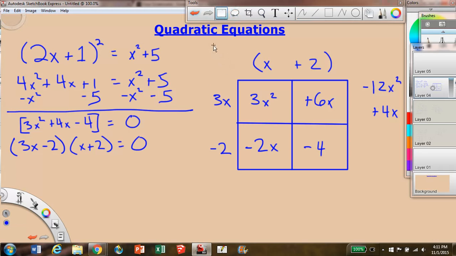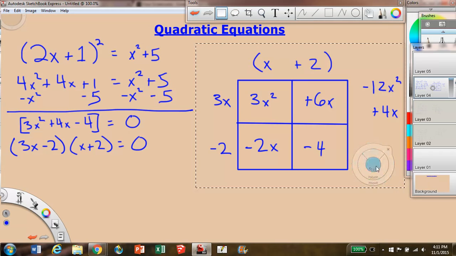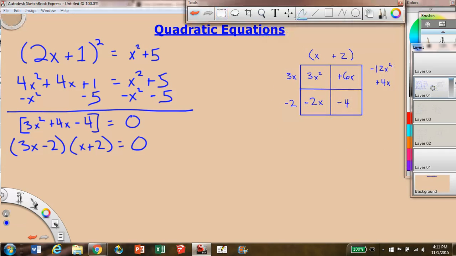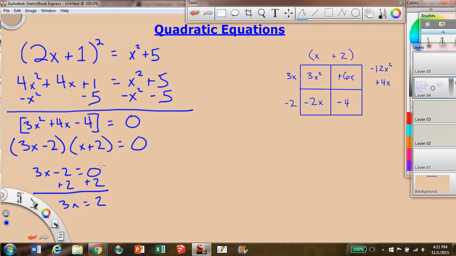Now what we're going to do is take both of these factors and set them equal to 0 like we always do. Once we have a factored quadratic, we just set both of the factors equal to 0. So 3x minus 2 can equal 0, in which case x is going to be, what am I doing here? I'm trying to skip steps. So 3x is equal to 2, added 2 to both sides, divide by 3, and x is equal to 2/3.